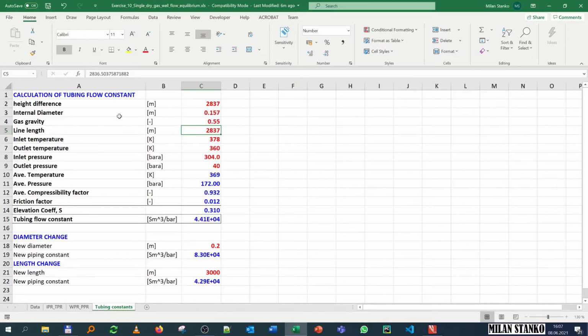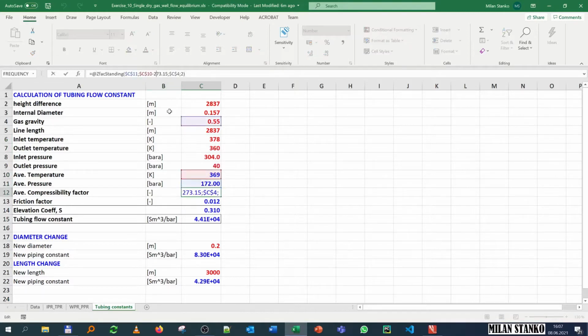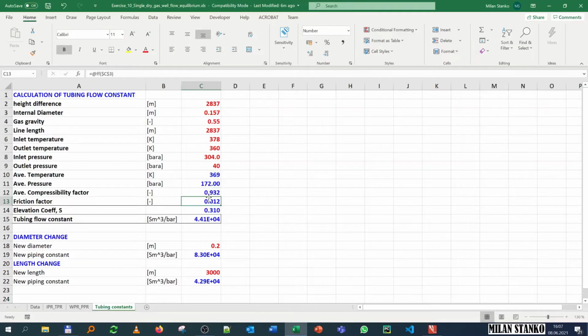Gas specific gravity, and you are assuming here some inlet and outlet temperature, maybe measured in the field. Inlet pressure, we are assuming reservoir pressure, and outlet pressure, we are assuming separator pressure. Then with these two, we calculate the average temperature and the average pressure. We calculate the average compressibility factor at that average temperature and pressure. And then with that, we calculate the S and the CT, the fluid flow constant.